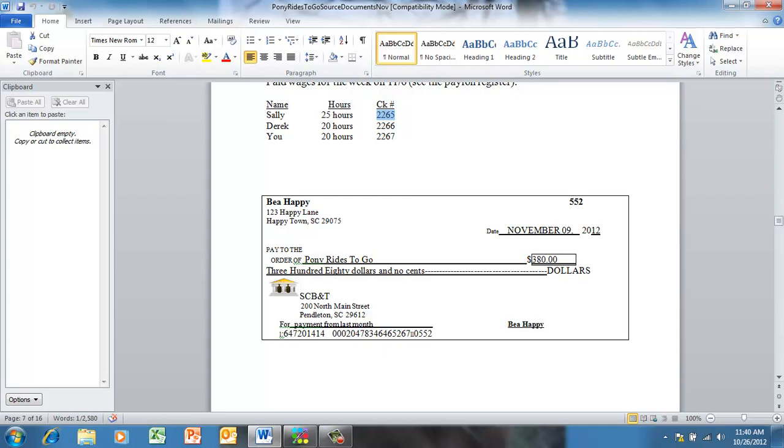This transaction here is where Be Happy gave us a check for $380, and we see that's payment from last month. So we must have done a party for Be Happy last month, and now that customer is paying us what they owed us from before.